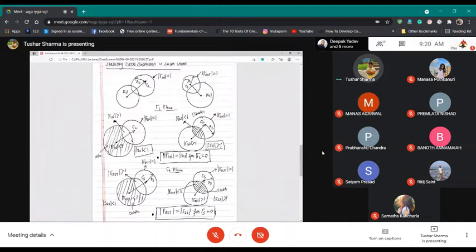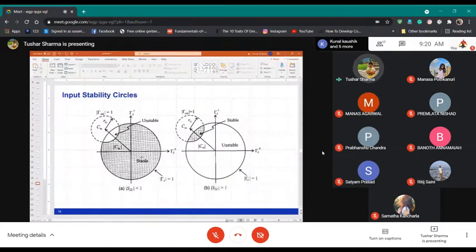Basically, if S22 is less than 1, the center of the Smith chart is stable. If S22 is greater than 1, the center is unstable and the shaded region is the stable region. We will go over a problem and then it will be more clear. Okay, so this is the basic thing.